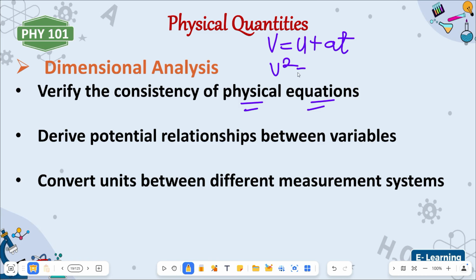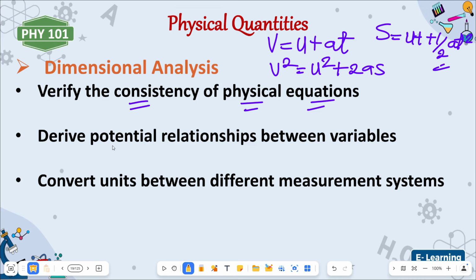Or probably V squared is equals to U squared plus 2AS. You are not sure if S is at the end or not. How do you get to know whether there's S there? You use dimensional analysis. Now, X is equals to UT plus half AT squared. You don't know if T is squared or not. How do you verify? You use dimensional analysis. That's why we said it is used to verify the consistency of physical equation.